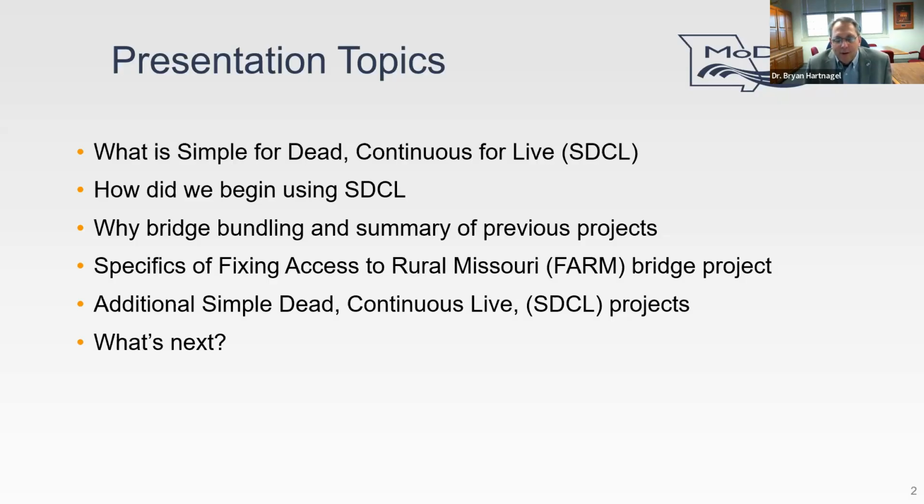I'll talk about our specifics for the Fixing Access to Rural Missouri, our Farm Bridge project. This was a design-build bridge bundle, but we also got a federal grant. And if you're writing grants, you always got to have a catchy acronym. So Fixing Access to Rural Missouri, the Farm Bridge Program, is what we use there. What have we done since the Farm Bridge Project? We'll talk about that. And then what's next?